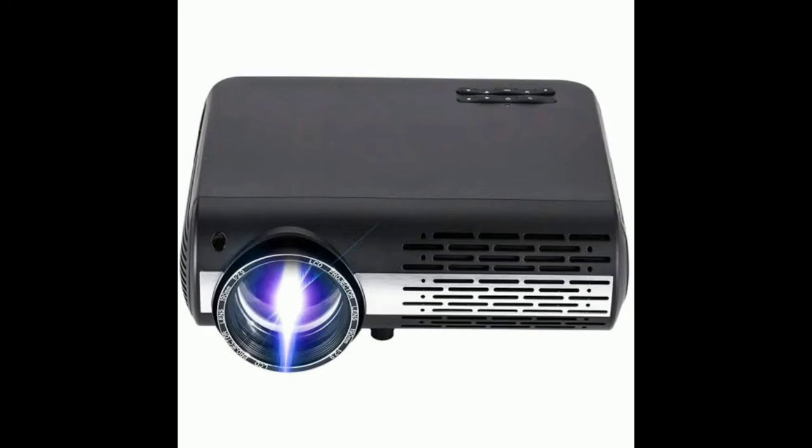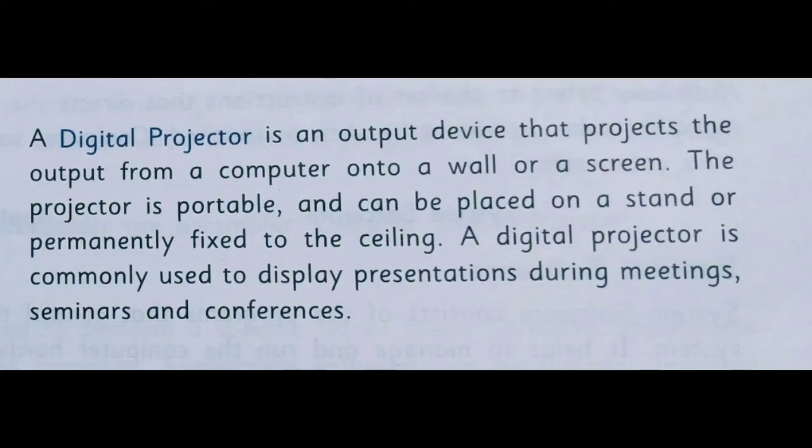This type of special output device you might have seen in the class or in many places. This is called a digital projector. A digital projector is an output device that projects the output from a computer onto a wall or a screen. The projector is portable and can be placed on a stand or permanently fixed to the ceiling. A digital projector is commonly used to display presentations during meetings, seminars and conferences.